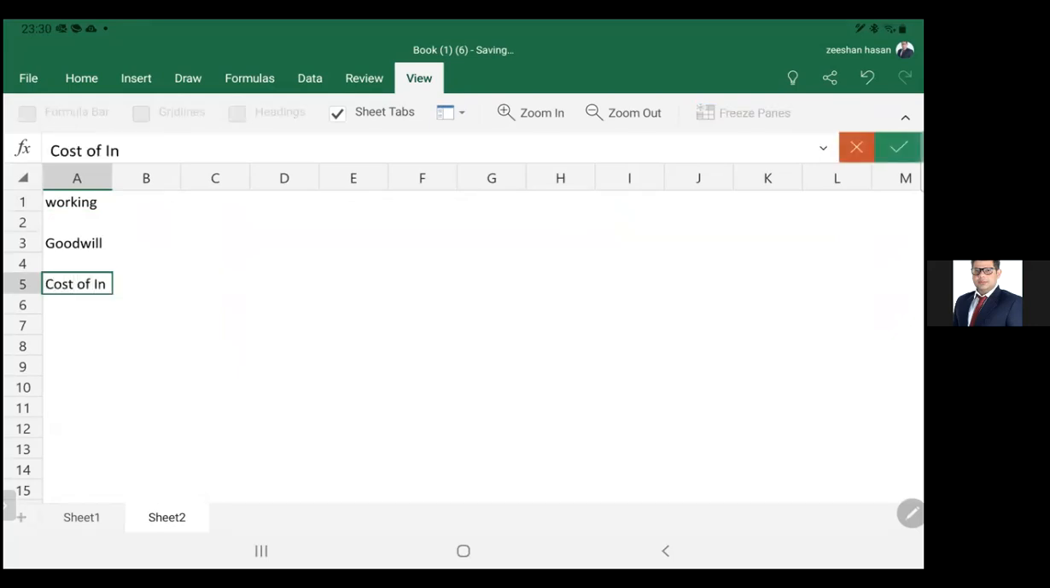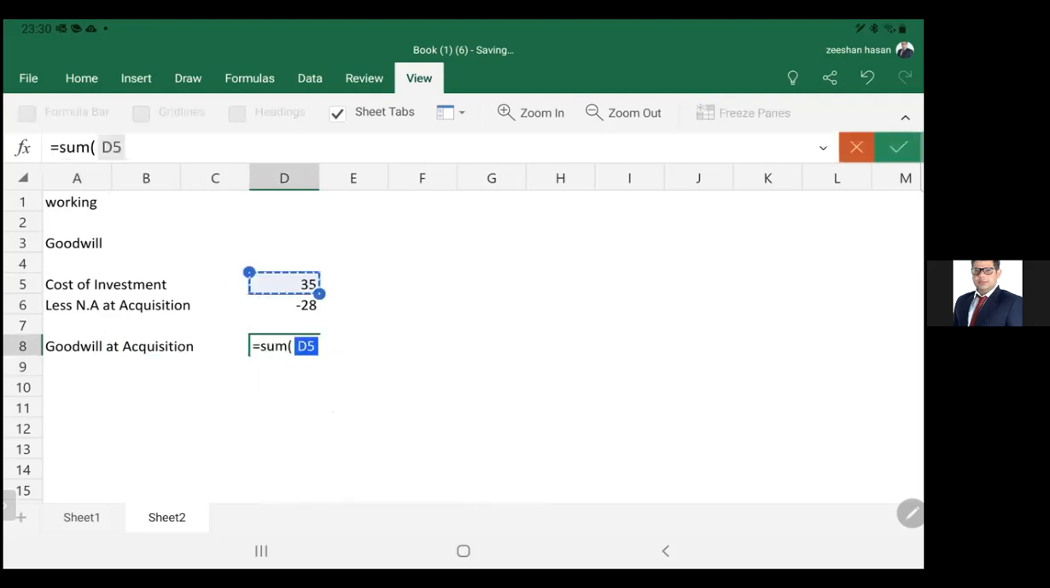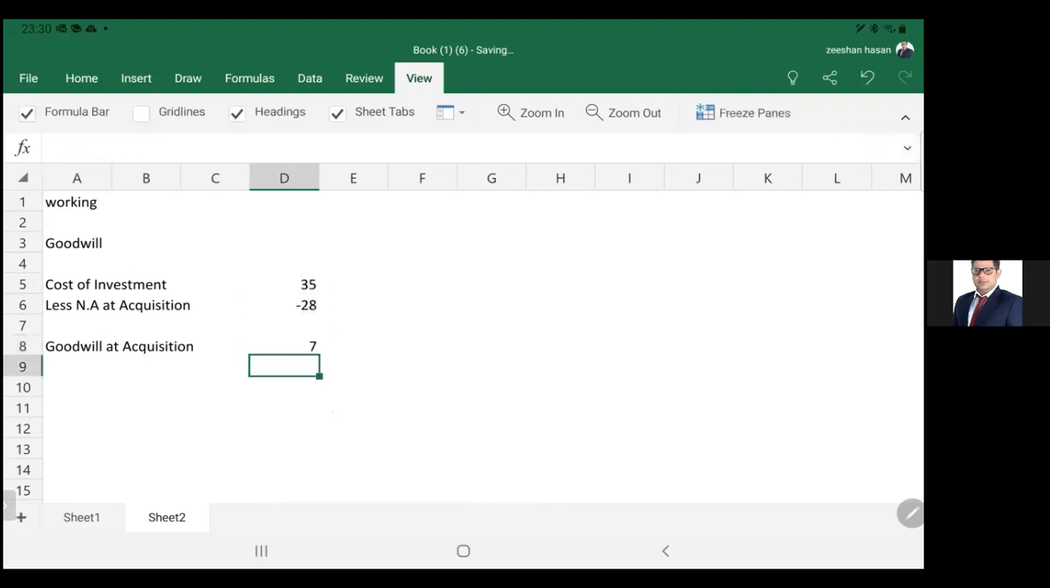Cost of investment is 35, less net assets at acquisition. How much was that? Negative 28. Goodwill at acquisition. Simple, very simple. It is equal to the sum of this and this: 7, right? Goodwill at acquisition, 7.